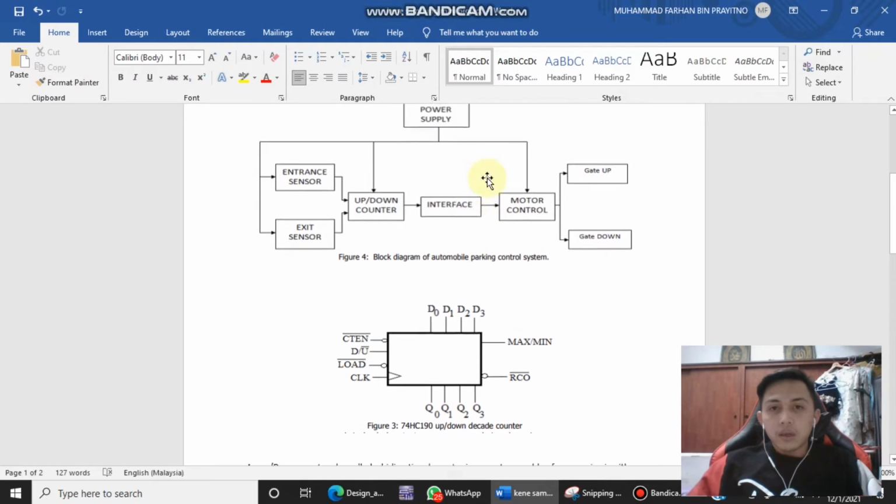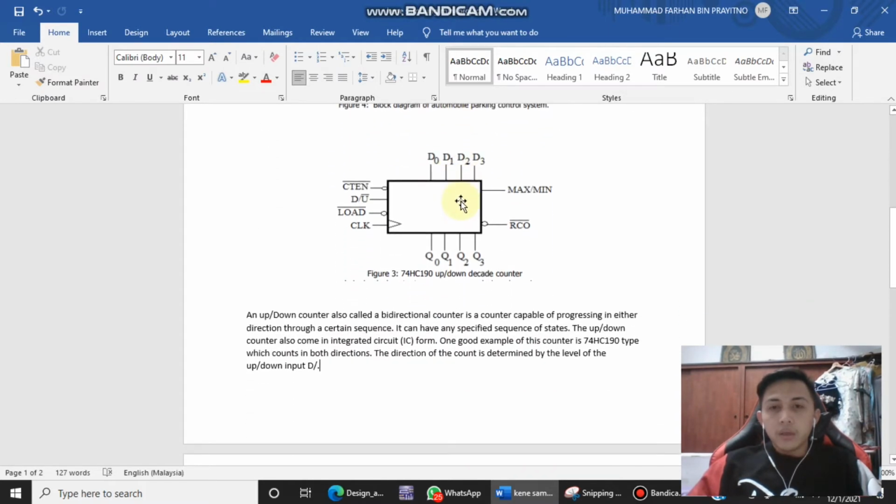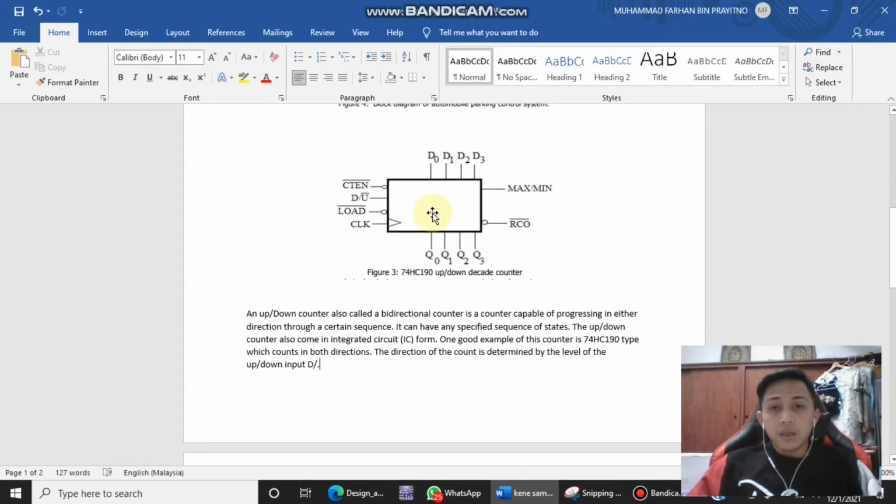So this is the block diagram. But last but not least, this is the figure for the 74HC190 up or down decade counter. As we all know, an up or down counter is also called a bidirectional counter. It's a counter capable of progressing in either direction through a certain sequence.